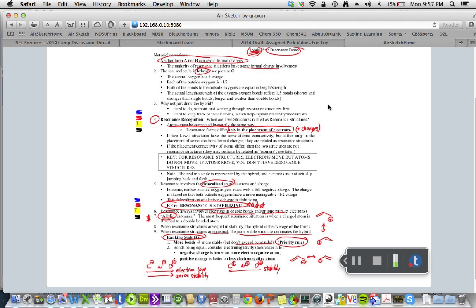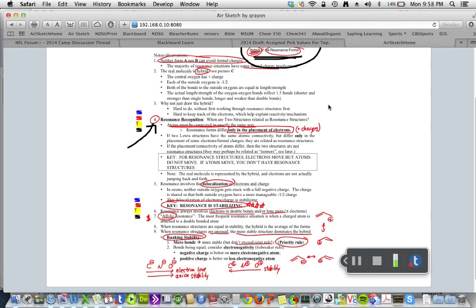So it's on page 6. I talk about some of these issues in more detail, but a key is that the actual species is a hybrid of the actual resonance forms. So neither of the two pictures provides an accurate depiction of the real molecule, but the average of the two pictures in this case does a better job.